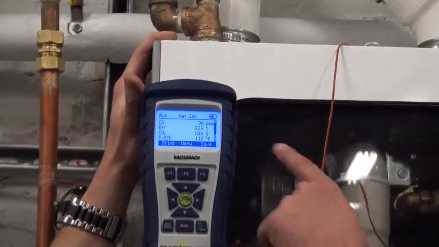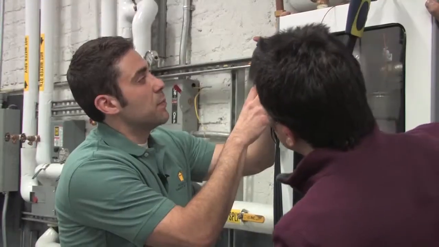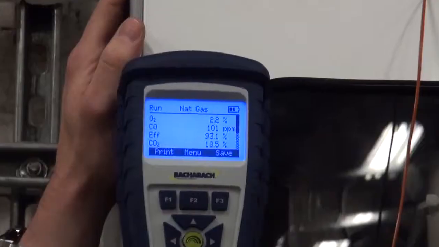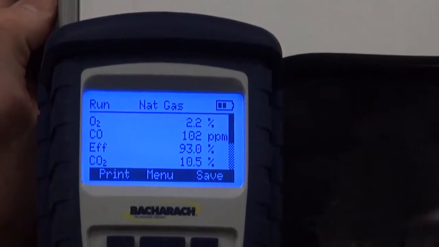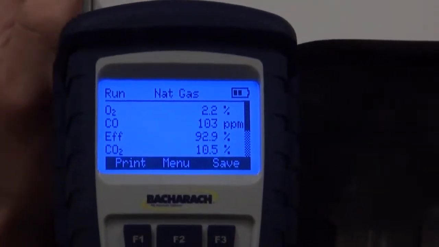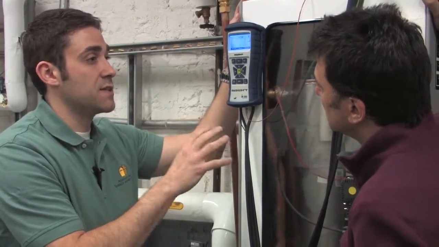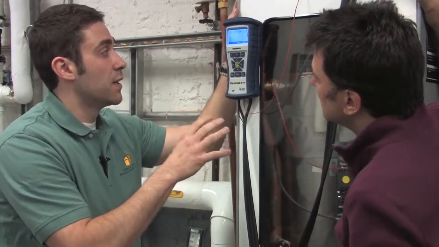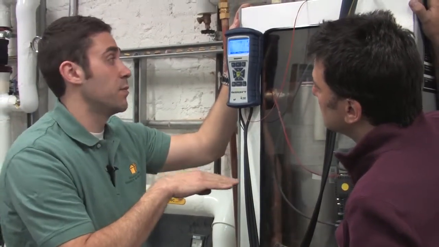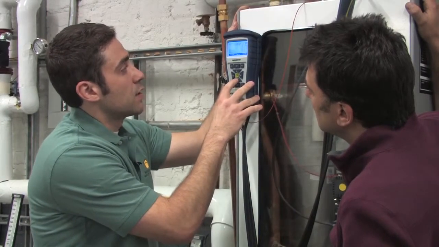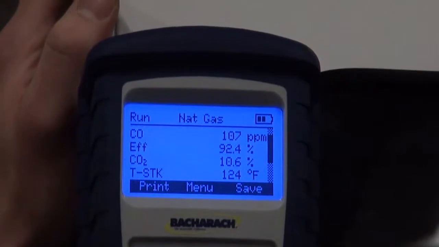Now there's a lot of other numbers here. So if you start from the top, we'll see our oxygen. Our oxygen left over is 2.2%. Our CO right now is 100 parts per million. So that's a little bit high for this boiler. I want to see that a little bit lower. So we do have to come in here and do a little more air adjustments on this and adjust that gas valve and try to bring that carbon monoxide level down a little bit. Our efficiency is about 92% right now. Our carbon dioxide is about 10.6%.